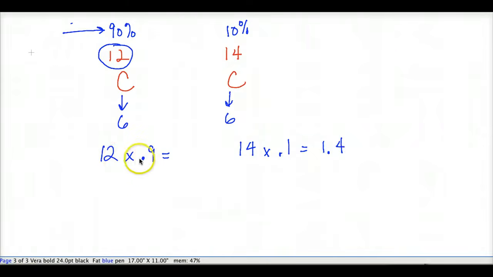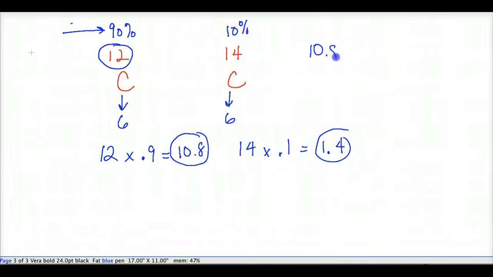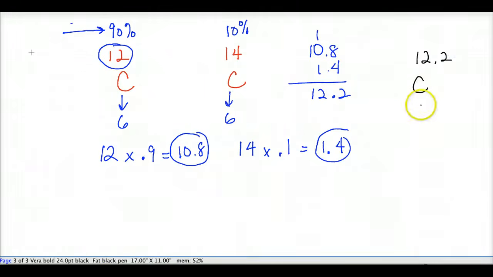And I know 12 times 0.9 is 10.8. And what I do with these two numbers is I add them. 10.8 plus 1.4: 8 and 4 is 12. And then, of course, 10 plus 1 plus 1 is 12.2. And my new isotopic mass is carbon 12.2. Okay, and that's where the decimal places come from.